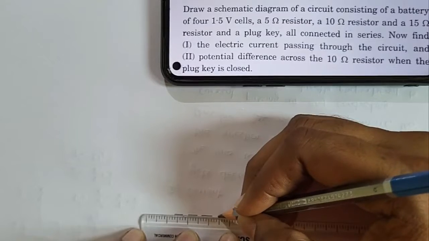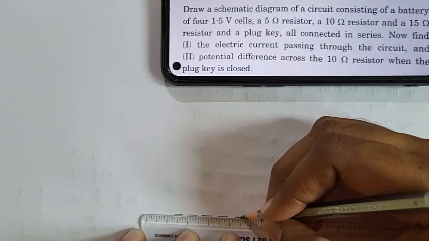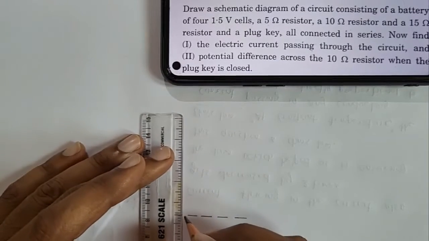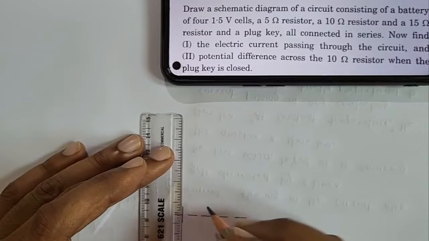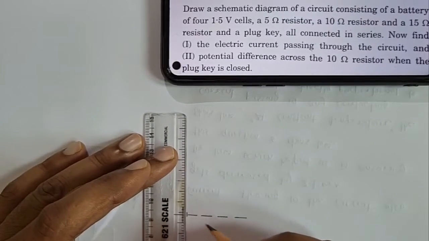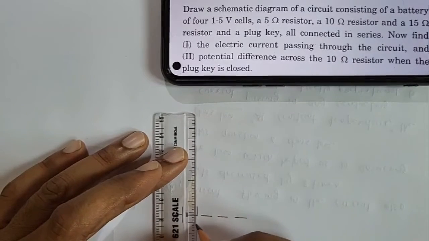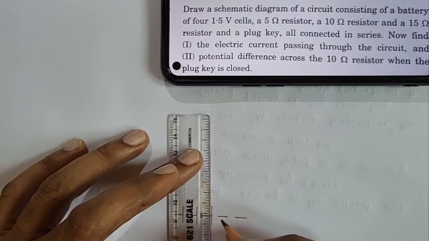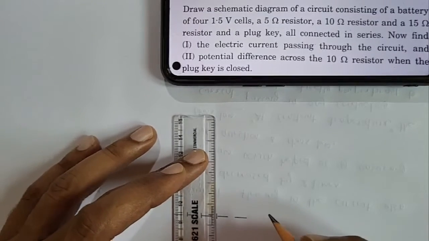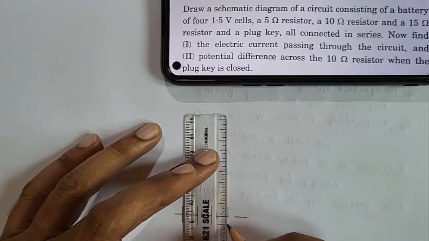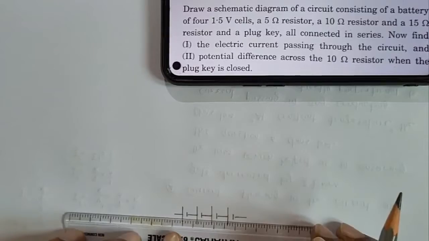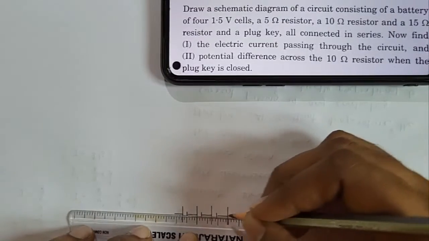Observe how I am drawing neatly, then you can also draw in the same way. So first I gave gaps, right? 1, 2, 3, 4, four gaps I gave, and the positive terminal should be larger, the negative terminal should be smaller. If the negative terminal is around 25% of the length of the positive terminal, it will be sufficient. So, 4 cells each of 1.5 volts.